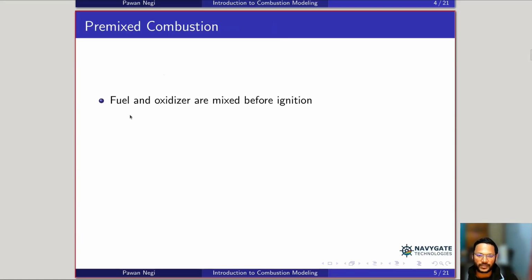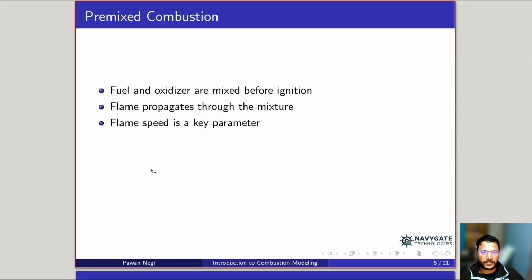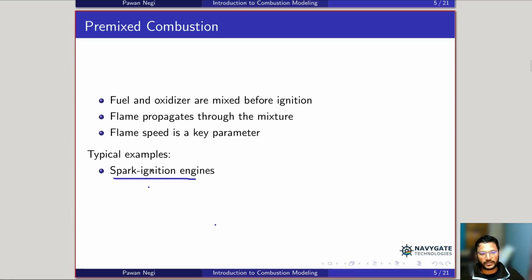In premixed combustion, the fuel and oxidizer are mixed before ignition, and the flame propagates through the mixture, as I explained, and flame speed is a key parameter. The typical examples of premixed combustion are spark ignition engines and laboratory Bunsen burners.